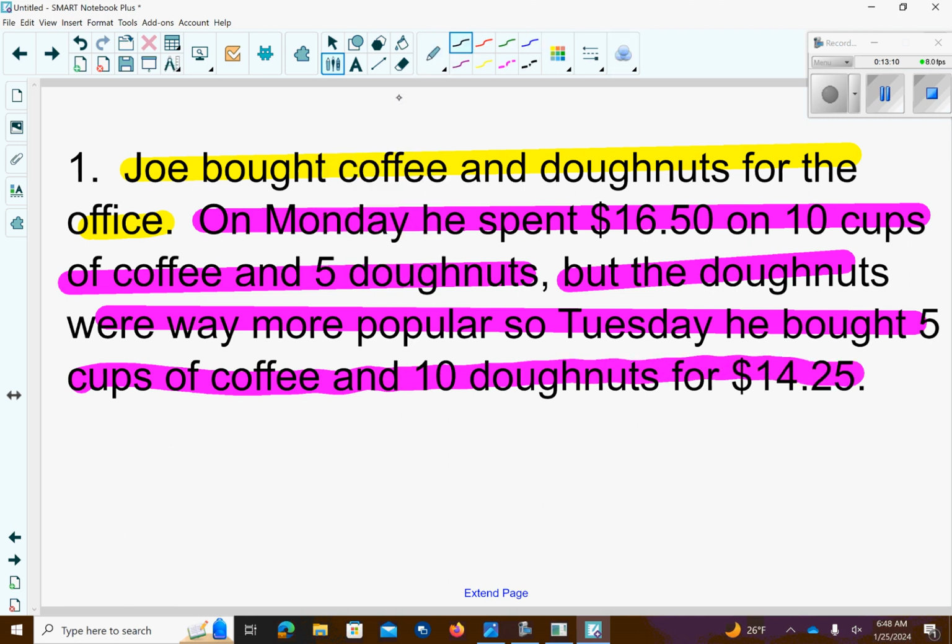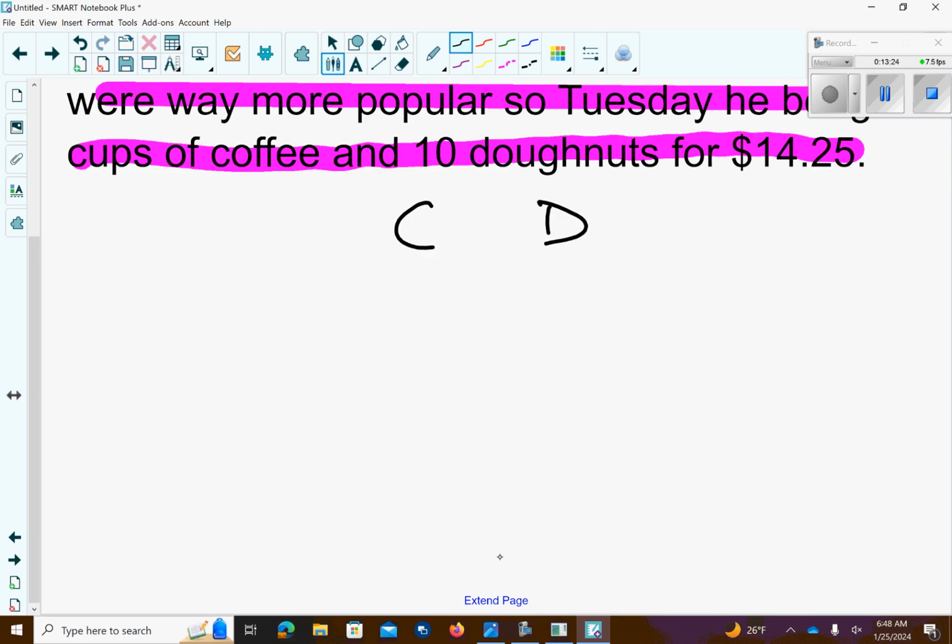All right, so we have coffee and we have donuts. Okay, so that's what he's dealing with. So coffee and donuts is our two variables. That's the answer to letter A. And then we want to write a system of linear equations.